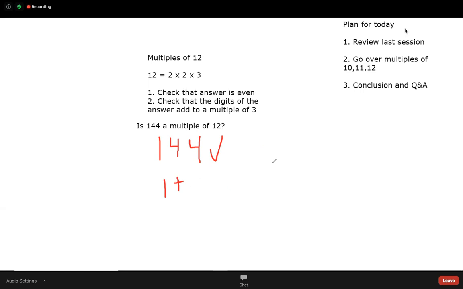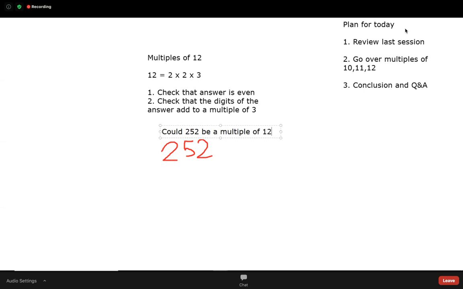Okay, let's try another one. How about we do 252? So I want you guys to tell me, is 252 a multiple of 12? Or rather, I'll say, could 252 be a multiple of 12? Because this doesn't guarantee that it is a multiple of 12, but it makes it in good contention to be a multiple of 12.